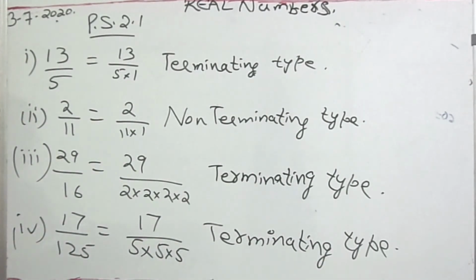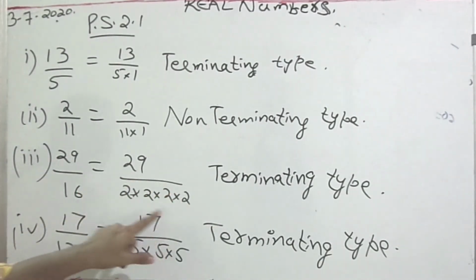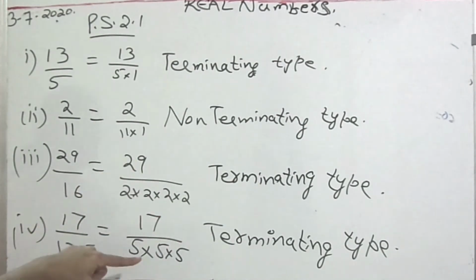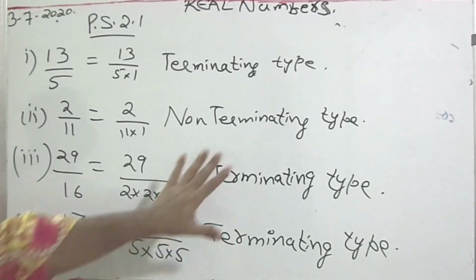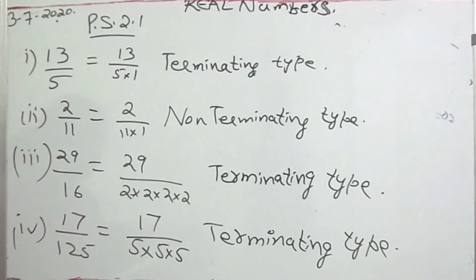Okay, so you have understood what you have to do. First, break the denominator into factors. After breaking the denominator into factors, just look. If the denominator contains only 2 or only 5 or a combination of 2 and 5, then it is terminating. Otherwise, it is non-terminating. One more sum left.